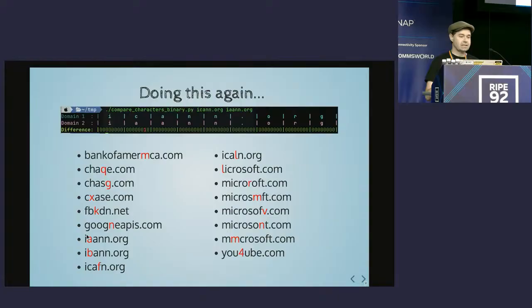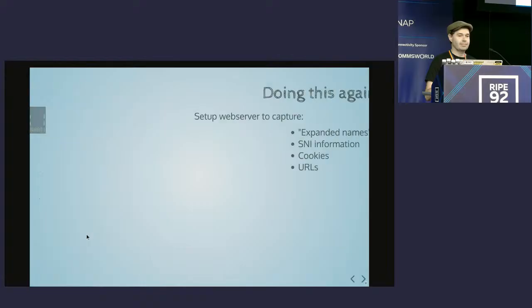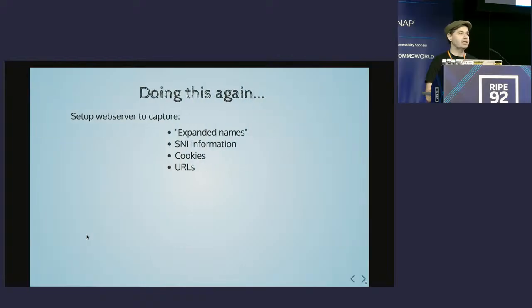This was originally presented at ICANN, so I used some of the ICANN names, some large US financials, and some other large companies. FBKDN is a single bit flip from FBCDN. The rest of them you can probably figure out fairly easily. So then I set up a web server to try and capture if anybody was reaching these names. I set it up to capture what I'm calling expanded names, SNI information, cookies, and URLs.